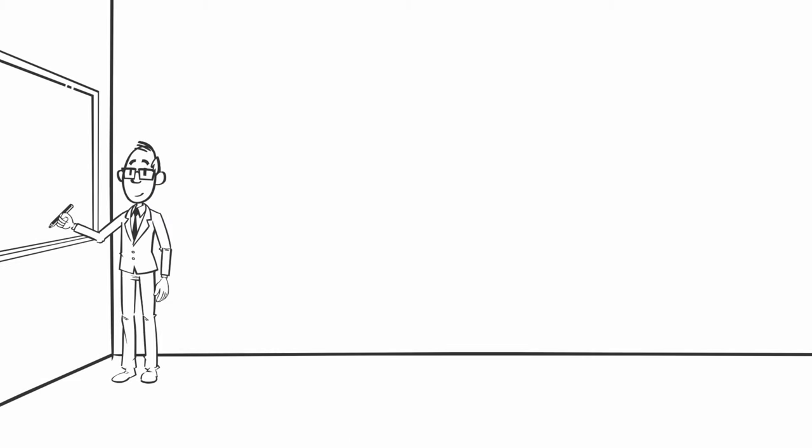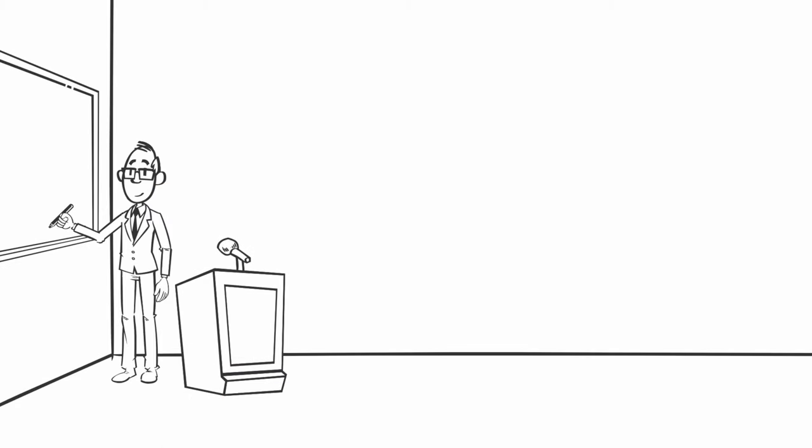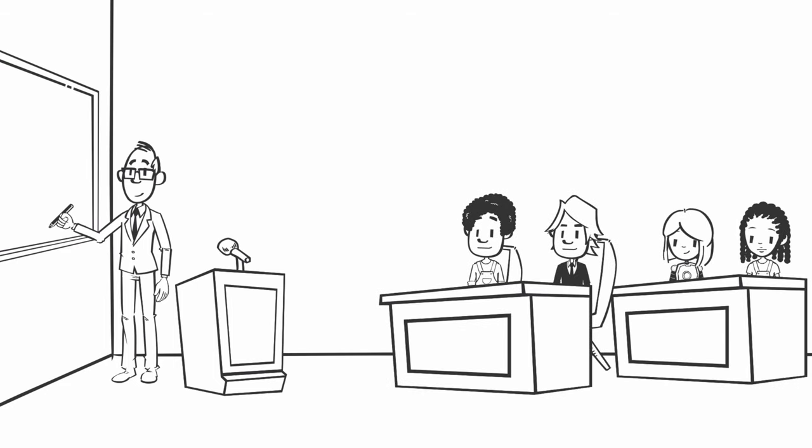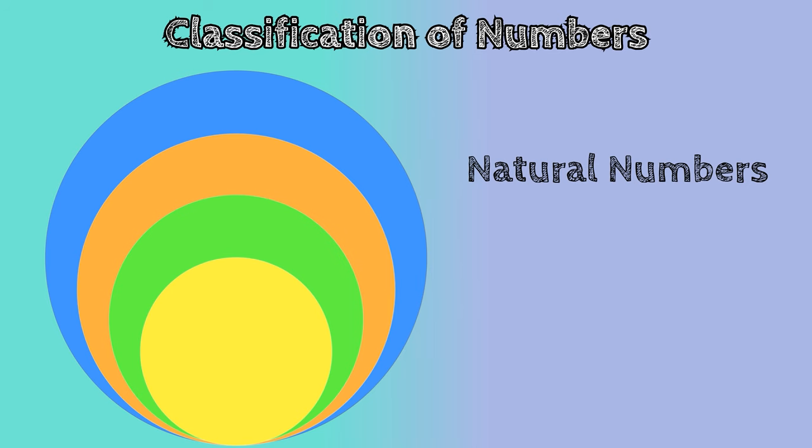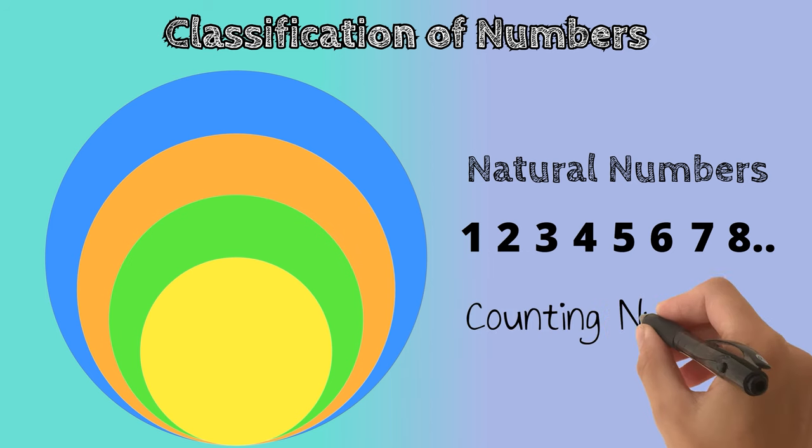The first set of numbers are natural numbers. Think of natural numbers as counting numbers. When we were really young and first started school, we learned how to count. The numbers we learned in kinder were 1, 2, 3, 4, 5, 6, 7, 8, and so on. You can think of natural numbers as counting numbers.